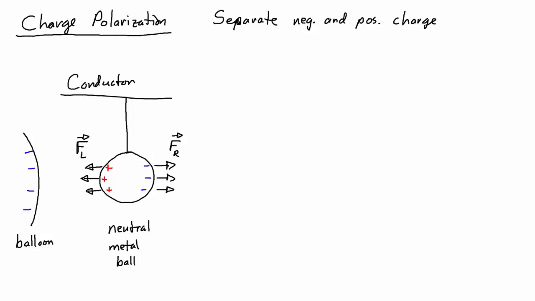What's really interesting then is that the force on the left turns out to be bigger than the force on the right. So without even touching this conductor, we've polarized it by separating the charge. We have negative on the right, positive on the left. But even more than polarizing it, because it's been polarized, there's actually a net force on the metal ball towards the balloon.